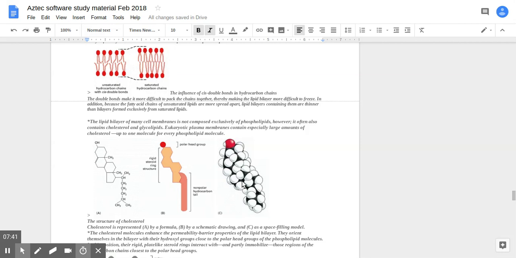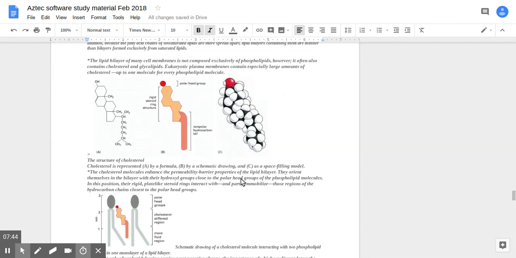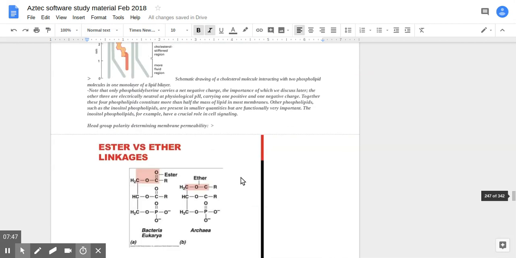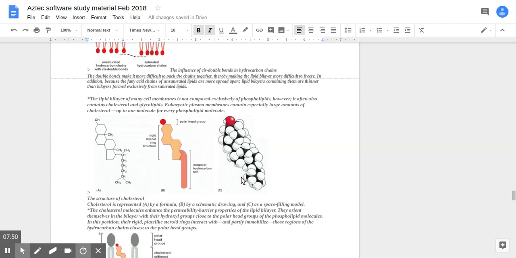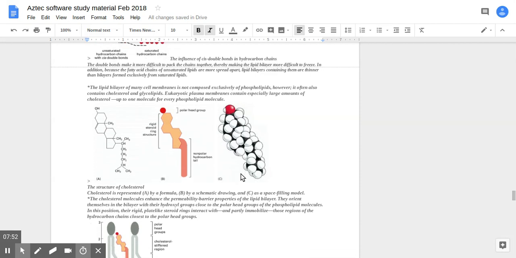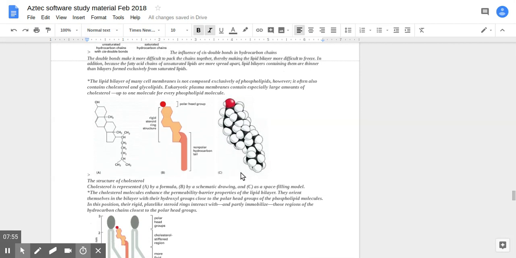The cholesterol molecule enhances the permeability and the barrier properties of the lipid bilayer. They orient themselves in the bilayer with their hydroxyl groups close to the polar head groups of the phospholipid molecules. So the polar heads are going to be close together, attracting. In this position, their rigid plate-like steroid rings interact with and partly immobilize those regions of the hydrocarbon chains closest to the polar head groups.